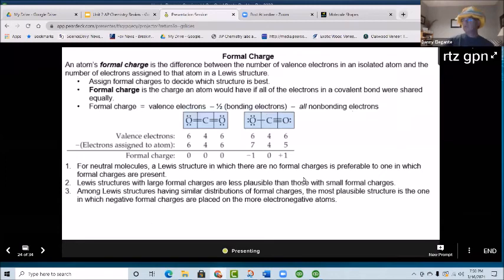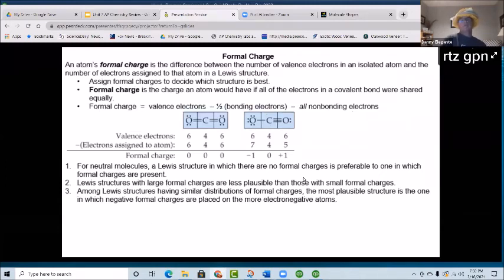Now, the last thing I wanted to touch on before we left, because I know we're getting close to 8, is formal charge. Formal charge is a way that you can figure out which Lewis structure is better. So y'all did CO2 earlier, and CO2, the correct structure is shown to you on the left. And that's what everybody drew. That's great. But what's wrong with the Lewis structure on the right?